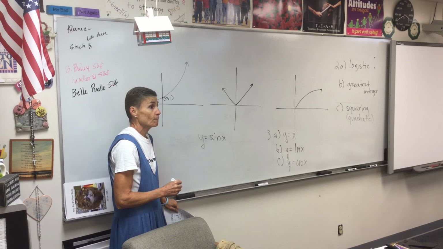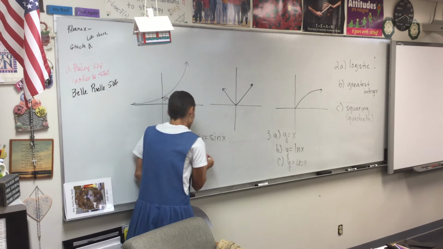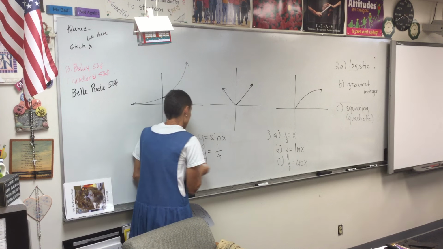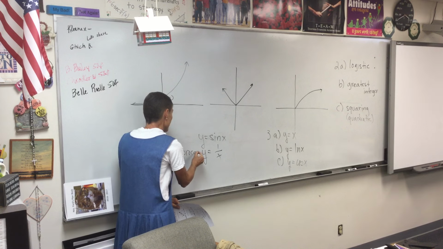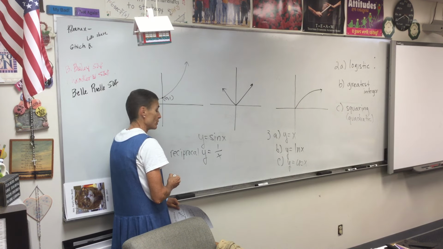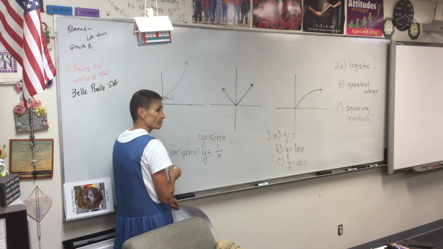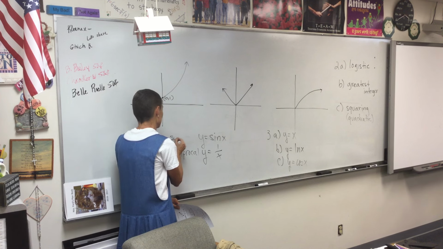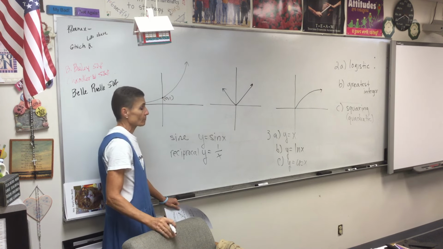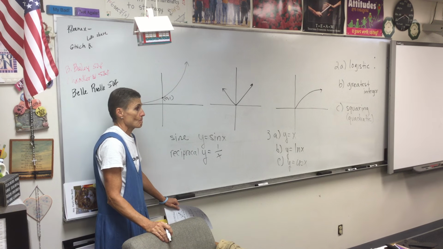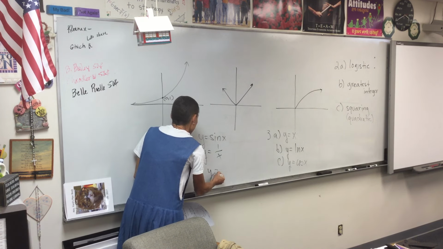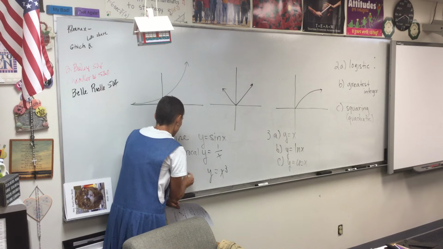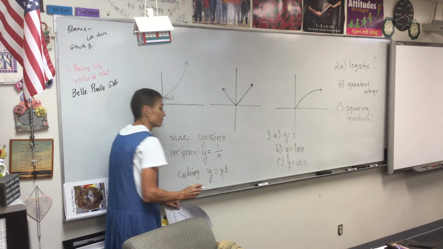What else didn't we do? We didn't do the reciprocal function. That's 1 over x. So again, you can write the word, you can draw the picture, or you can write the equation. One more we didn't do. The cubing function. Y equals x cubed. That's the cubing function.